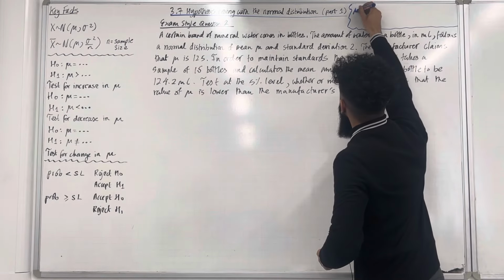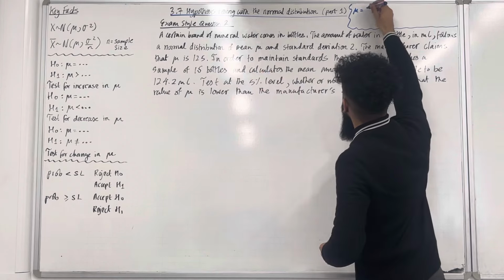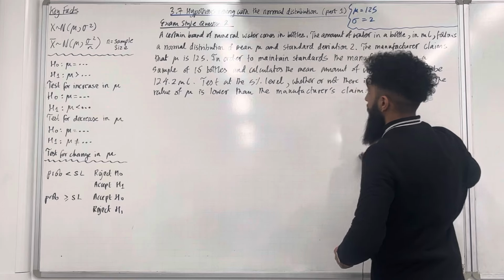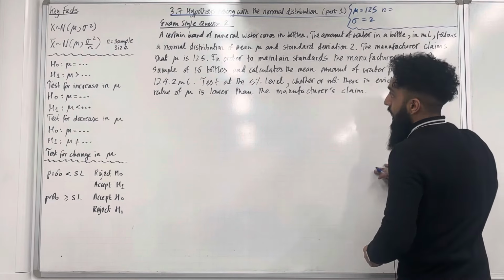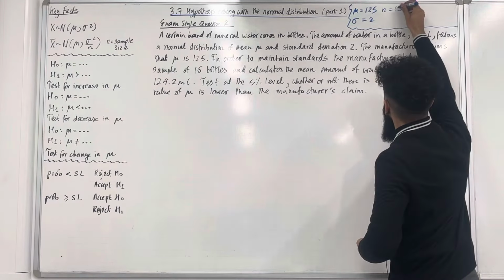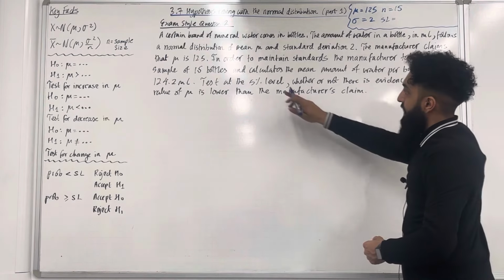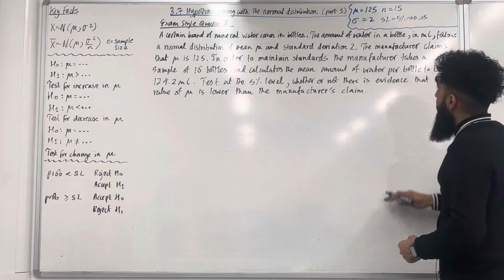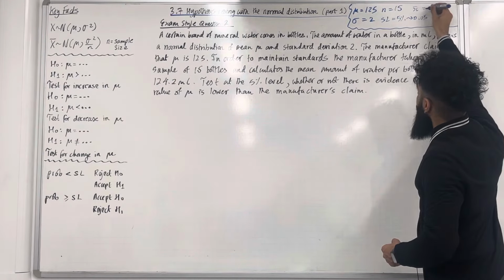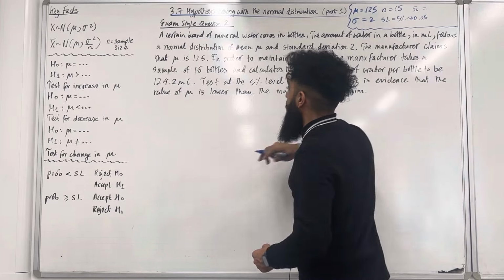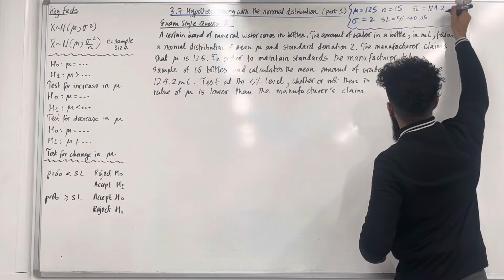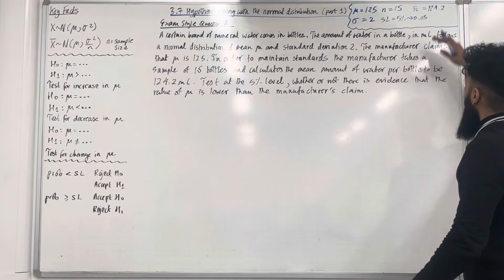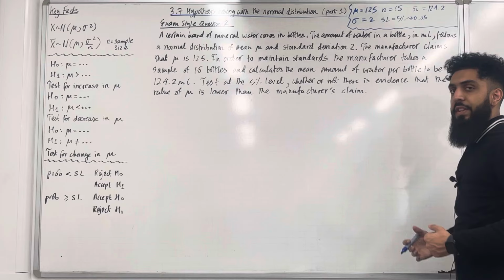The mean mu, we assume that is 125. The standard deviation sigma is 2. The sample size n is 15. We've got 15 bottles. The significance level is 5%, which is essentially 0.05. And we have that the sample mean lowercase x bar will equal 124.2 milliliter. This was the mean calculated from the sample of 15 bottles. Okay, so these are my key facts. Now I'm going to proceed with the solution.